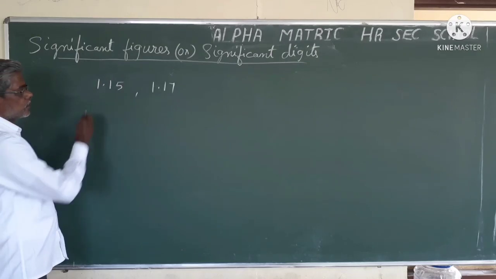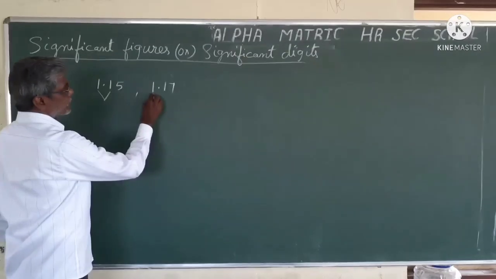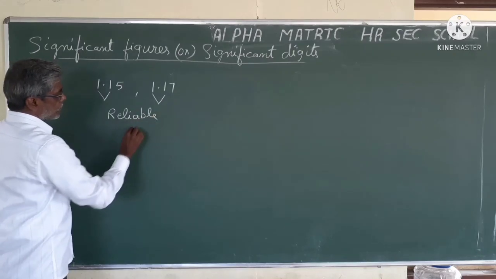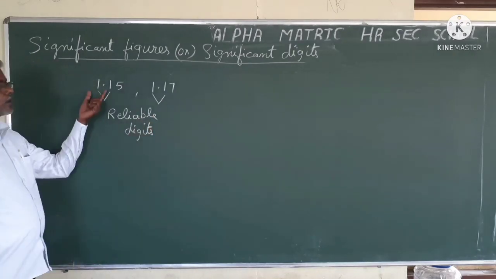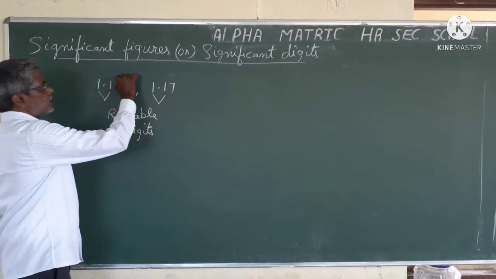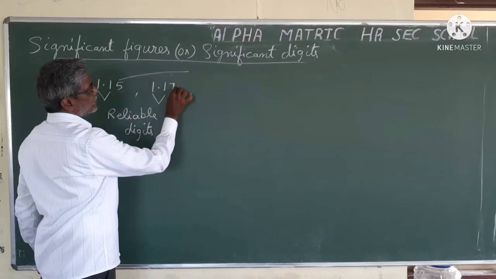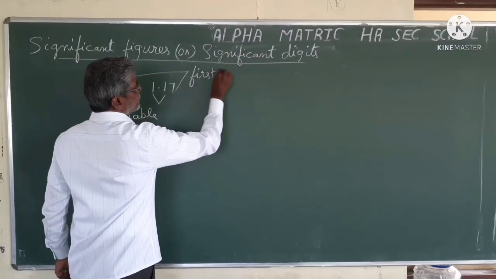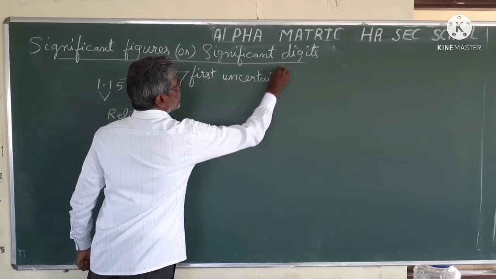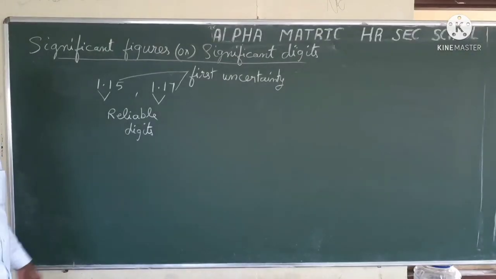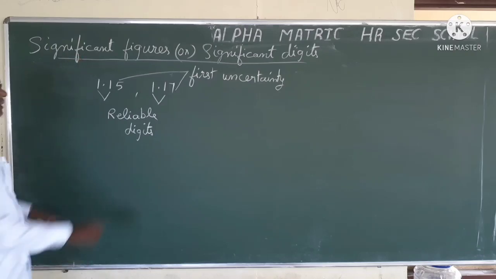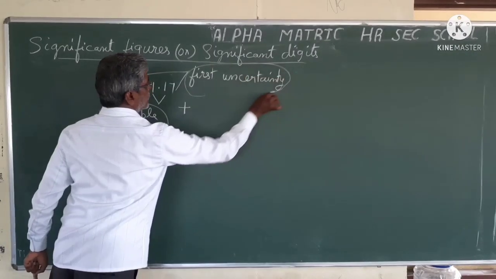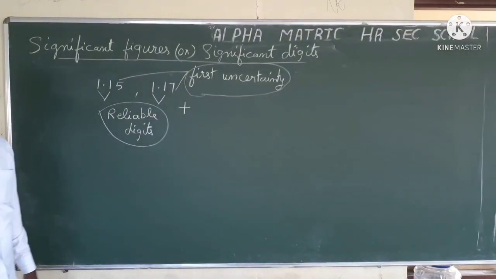In this 1.15, the first two digits, as well as in this number, the first two digits, they are reliable digits. Because here it is 1.1, and there also it is 1.1. But if we see the second one, this 5 and this 7, there is uncertainty. So I can call it the first uncertainty. They are not the same. So now I can define significant figures: the sum of these reliable digits and the first uncertainty is called significant figures.